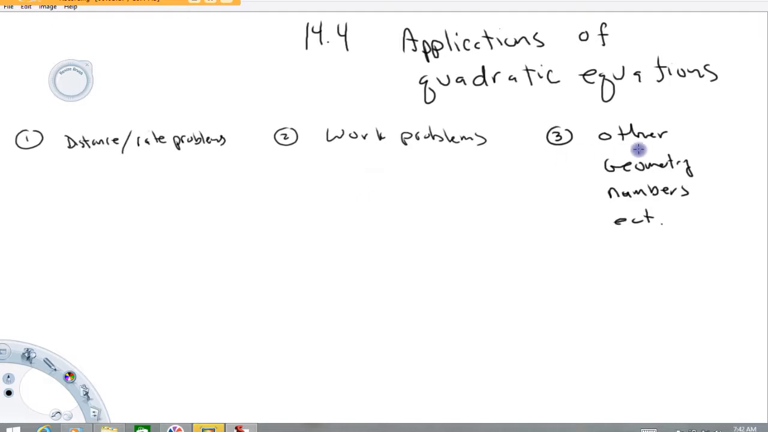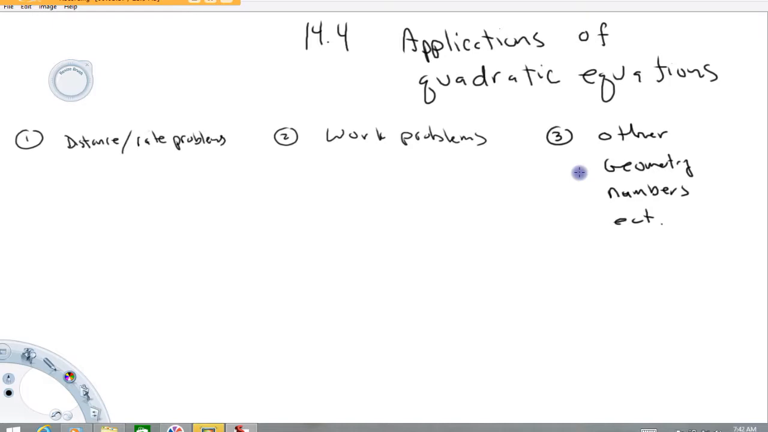And then third, I just put other: other classifications of problems, things that are about geometry, circles, squares, triangles. Some of these are about numbers, and almost anything else could show up. But the big thing I see on this page is distance rate problems, some work problems, and then other stuff.